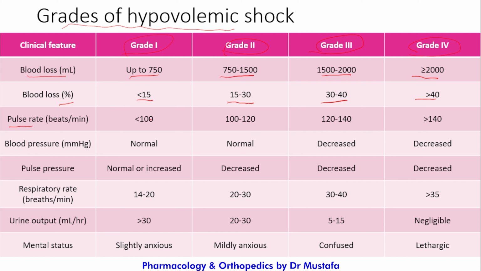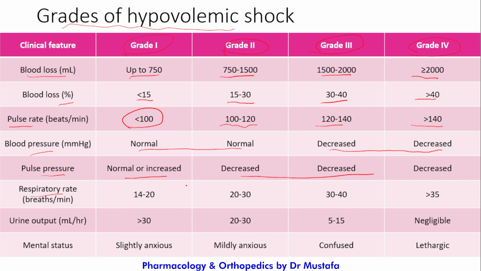The pulse for grade 1 is less than 100. In grade 2 it is from 100 to 120. Grade 3 from 120 to 140. And grade 4 is more than 140. The blood pressure is normal for the first 2 grades, and it is decreased in the last 2. The pulse pressure is normal or increased in the first one, and in the last 3 is decreased.